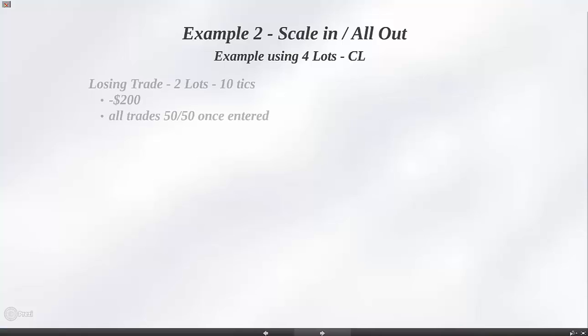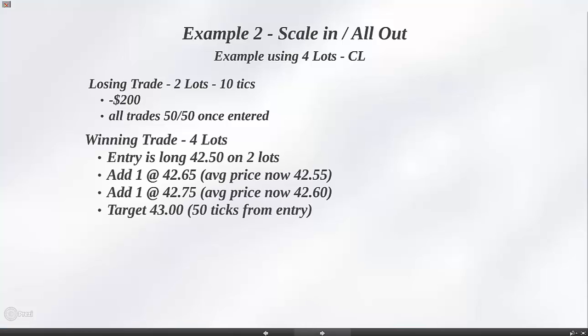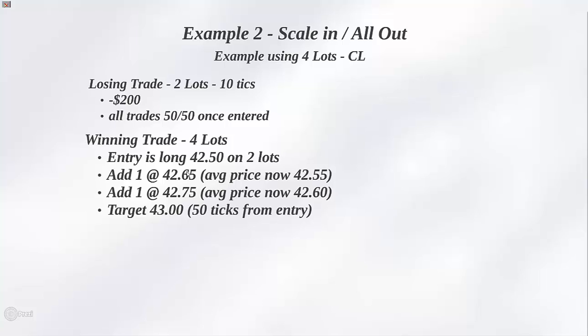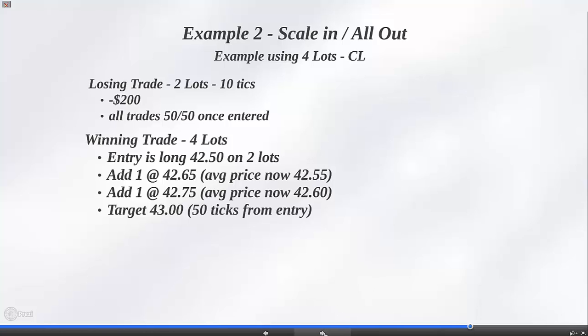Same example, right? You trade a 2 lot, you take a 10 tick stop, 50-50, all trades are 50-50, you lose $200, okay? Your winning trade's a 4 lot. Now, we're going to take the same 50 tick winner, but this time your entry is long at 42.50 on 2 lots. You add 1 at 42.65, that brings your average price to 42.55. You add 1 at 42.75, that brings your average price up to 42.60, and your target is 50 ticks away from your entry, or 43 even, right? Same 50 tick spread that we talked about in the last example on a 4 lot.